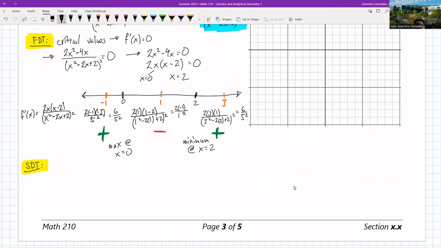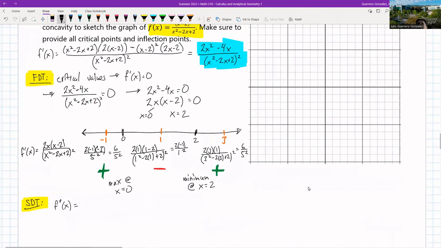Okay, so let's go ahead and do f double prime. We need f double prime, right? Which means we need to take the derivative of the first prime. Yeah, you see how long this gets? This one right up here. Okay, so I'm going to write it out, and I'm going to give you guys a nice simplified version.